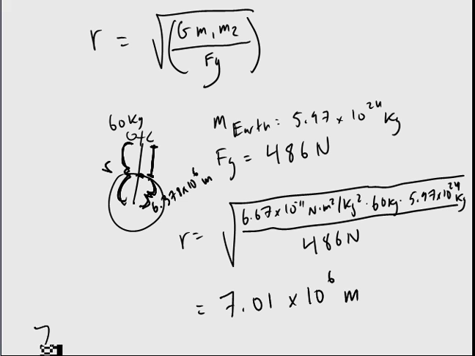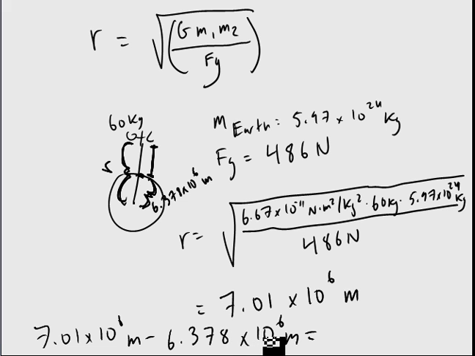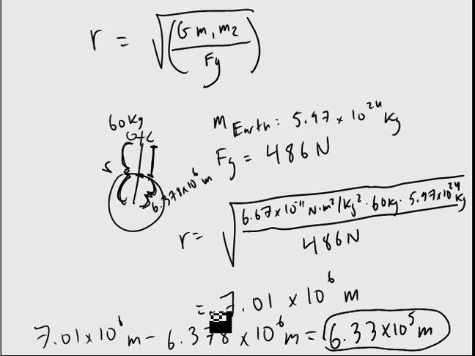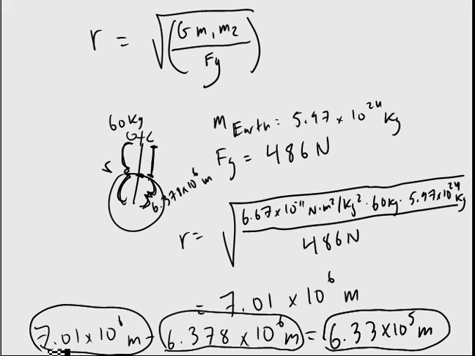So if I go ahead and do that, minus 6.378 times 10 to the 6 meters, what I'm left with is the distance above the surface of the Earth that you are, which comes out to 6.33 times 10 to the 5 meters. And that should make sense, because if I get this distance above the surface, and add this distance from the center to the surface, I should get the total distance from the center to where you are.